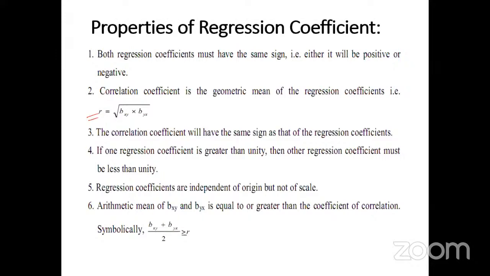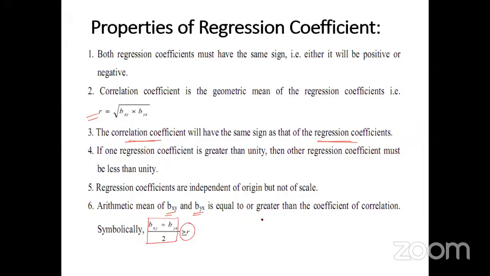Okay. Anyway, we continue. Another property of the regression coefficient is that the correlation coefficient will have the same sign as the regression coefficient. It means if the correlation coefficient is negative, the regression coefficient is also negative. Another thing: when you take the arithmetic mean of the regression coefficients bxy and byx, it is always equal to or greater than the coefficient of correlation. That means the arithmetic mean of these two is always greater than or equal to r.